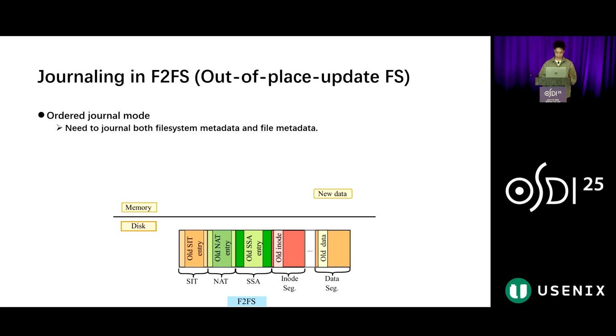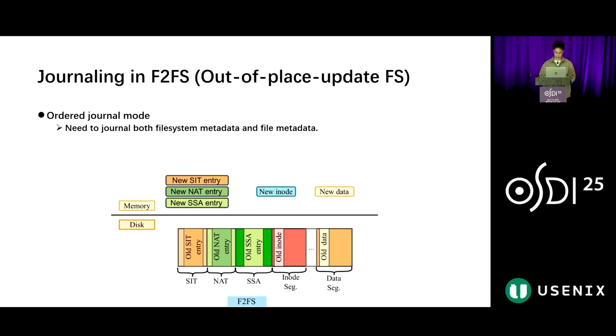We need to journal both the file system metadata and file metadata. Similarly, we have this example. New data is in the memory first, and then a new inode corresponds to this new data. Next, due to the out-of-place update characteristics, we have the new file system metadata in the memory. Here we can see the new SIT entry, NAT entry, and SSA entry.